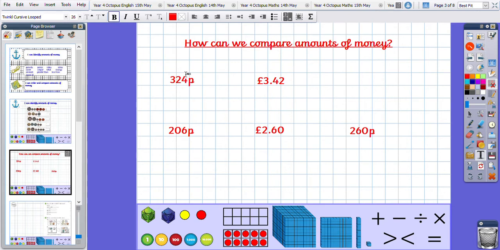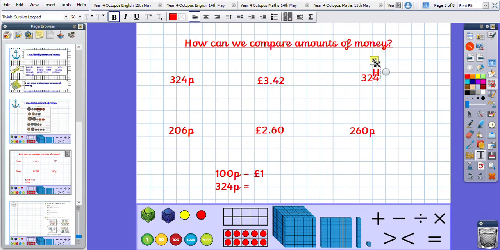So let's convert this pence into pounds. We know that there are 100 pence in £1, and we have 324 pence. So what we could do to find out what this is as pounds is divide it by 100. So 324 divided by 100, thinking about our place value grid and moving our numbers 2 places to the right, because our number is getting 100 times smaller, so it is moving through the place value grid twice.